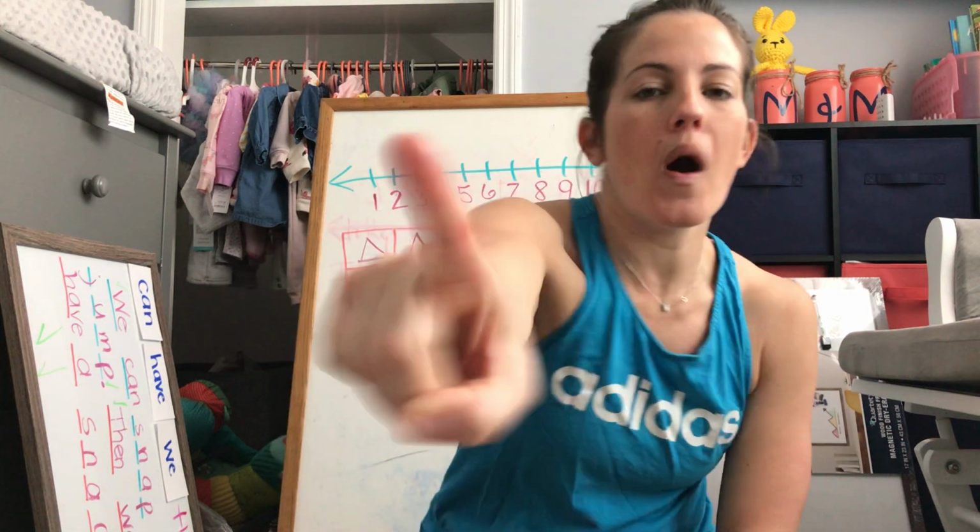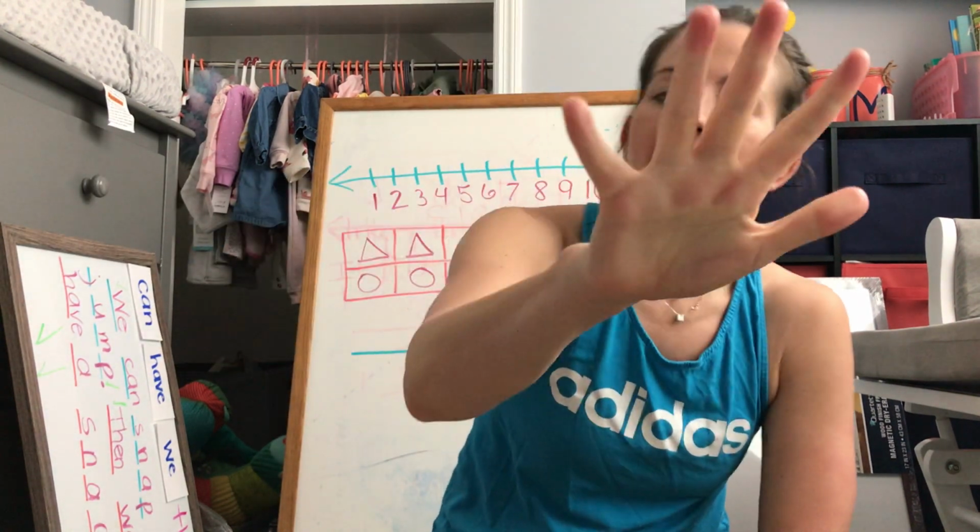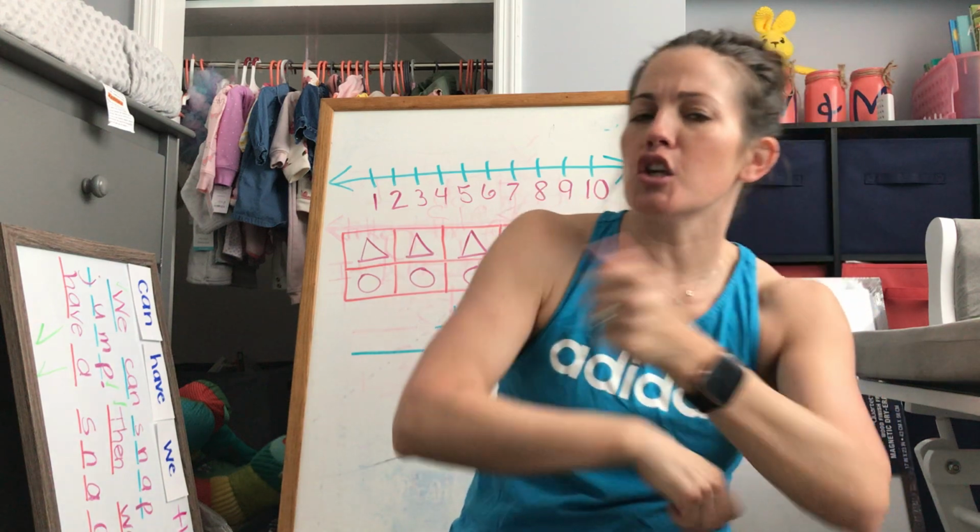So let's sing that whole money song. You ready? A penny is 1 cent, a nickel is 5, a dime is 10, and a quarter 25, that's money. Money, money, money, that's money. One more time you sing. A penny is 1 cent, a nickel is 5, a dime is 10, and a quarter 25, that's money. Money, money, money, that's money.